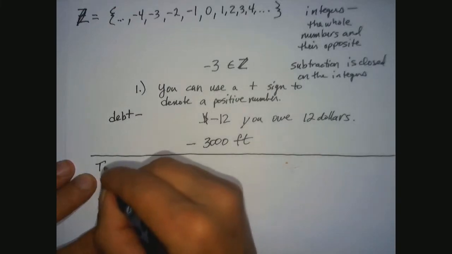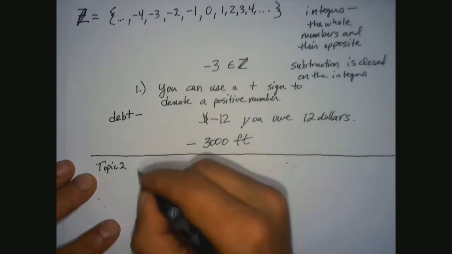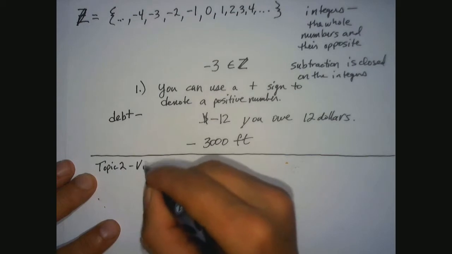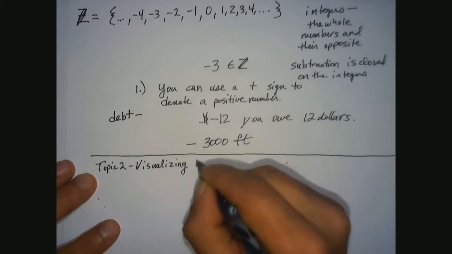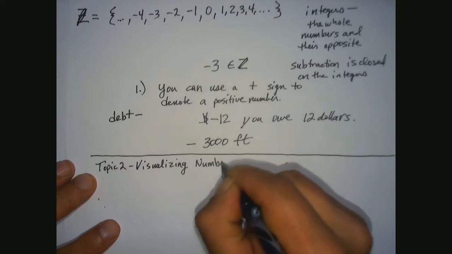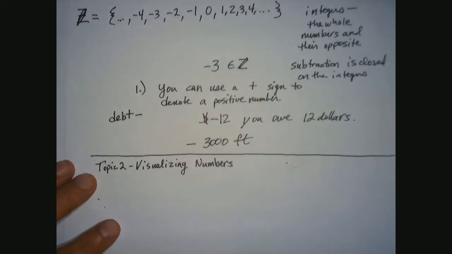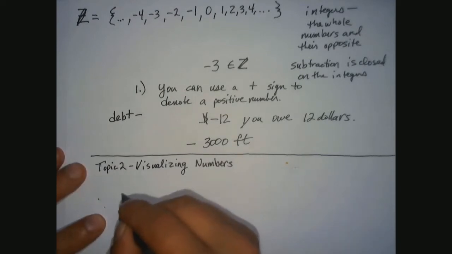Topic 2 is visualizing numbers. We use what's called a number line to visualize the set of integers.